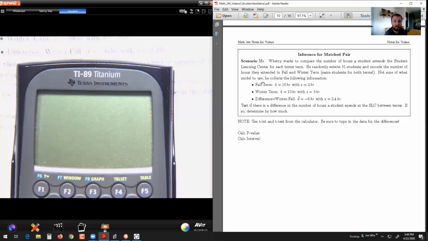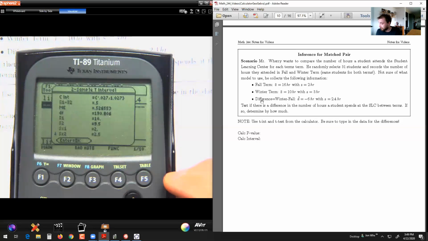So it's not like I have two groups that I'm analyzing. I'm only analyzing one group. I'm looking at the differences. Since I'm only looking at one group, I'm back to doing hypothesis tests and confidence intervals for a single average. Let me show you what that looks like using a calculator again.